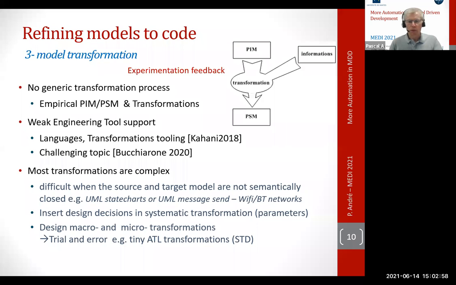Most transformations are complex. We experimented, and it was difficult to write the transformation when the source and target models are not semantically close. This is the case here for state charts or communications. Again, it is not easy to insert design decisions in systematic transformations and to provide parameters. Last, designing macro and micro transformations implies rationalizing the transformation process, which requires trial and error. And here, students tend to write tiny ATL transformations instead of big transformations.